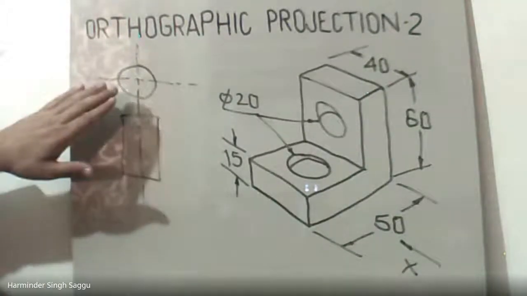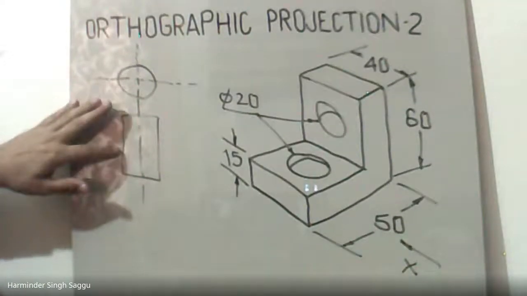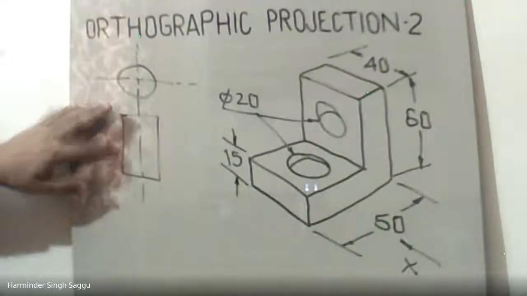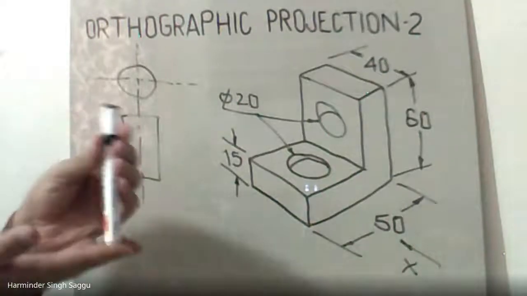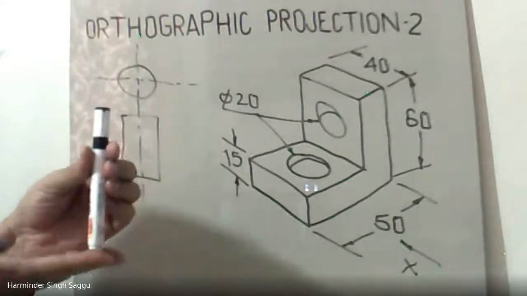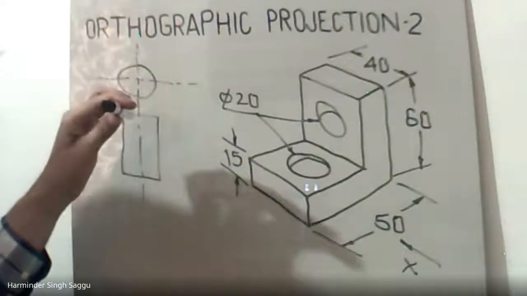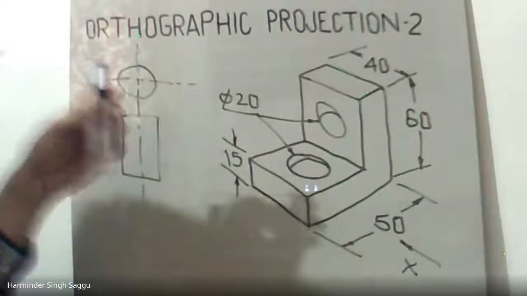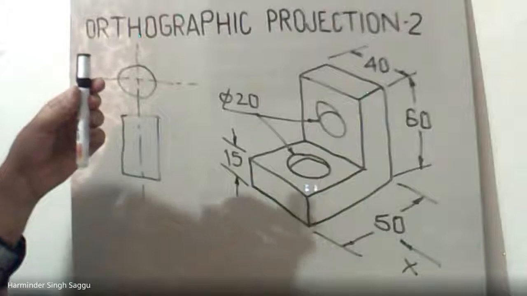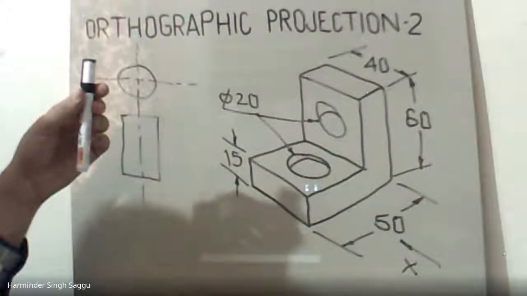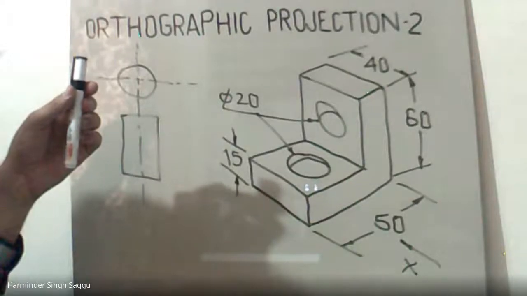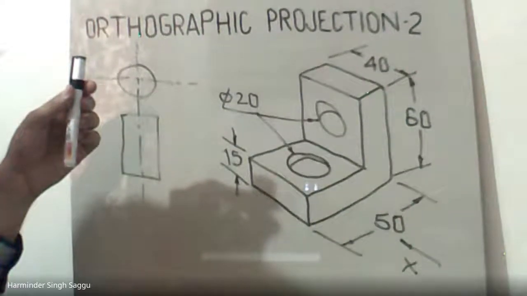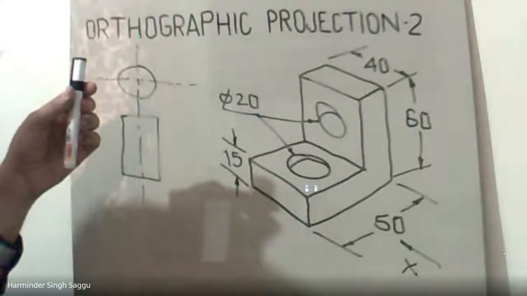So this is the front view of any cylinder, and this is the top view of that cylinder. If that is resting on HP, this is its position. This is front view. This is top view. Any doubt in front and top of this cylinder? Any doubt? Front and top view of this cylinder, any doubt? Yes, sir.